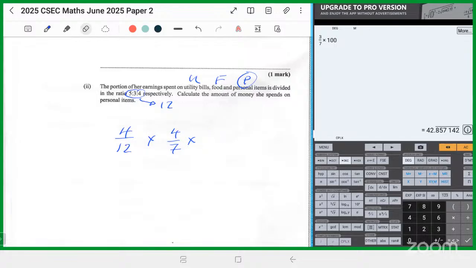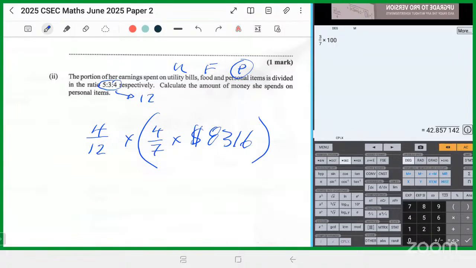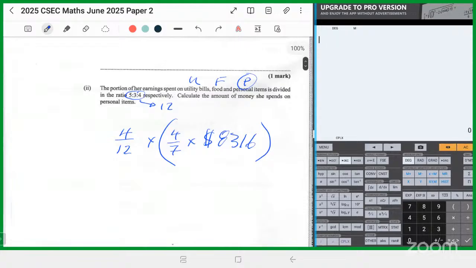8316. So this is the amount of money that was allocated to these things, and in that breakdown she's spending 4 out of 12 parts on personal items. So it's 1/3 of 4/7. That is the calculation. So it becomes 4/12 times 4/7.